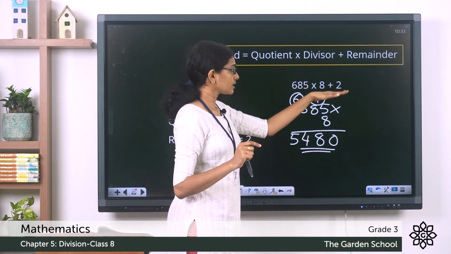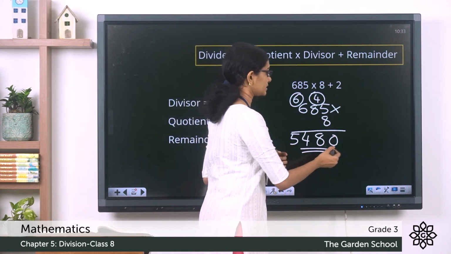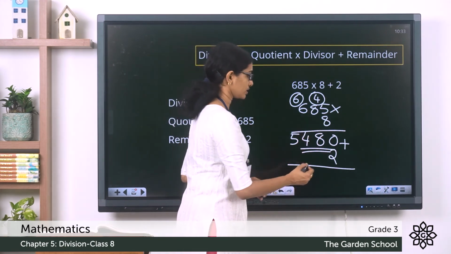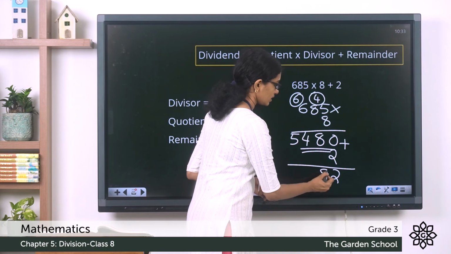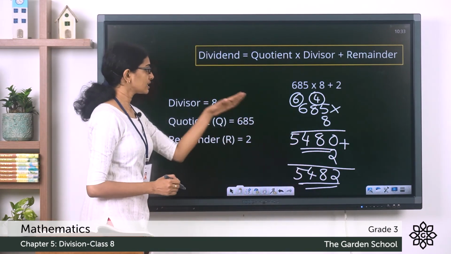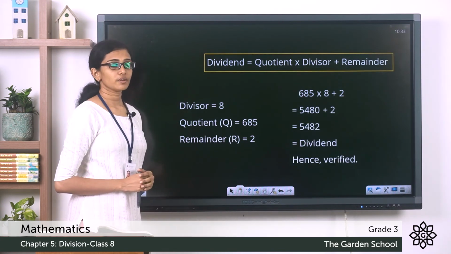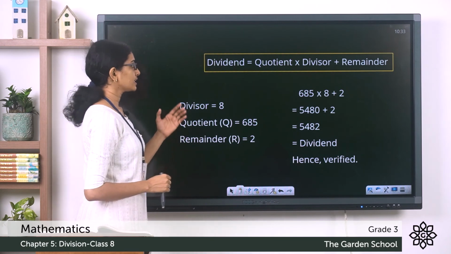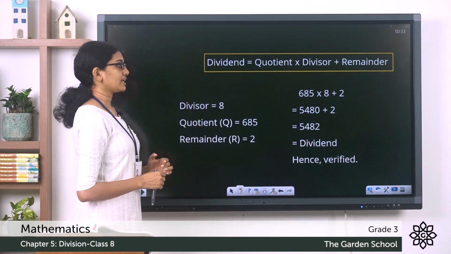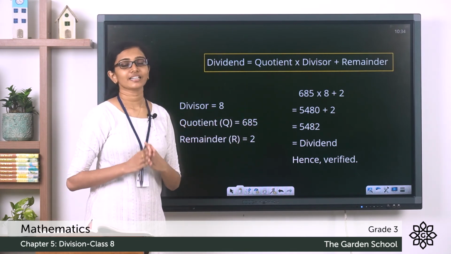There is one more part. You have to add the remainder to this product. So 5480 plus 2. 5480 plus 2 is equal to 5482, which is the dividend in the question. So after applying the formula, we get the dividend is equal to the quotient into divisor plus remainder, and hence we have verified that the answer is correct.